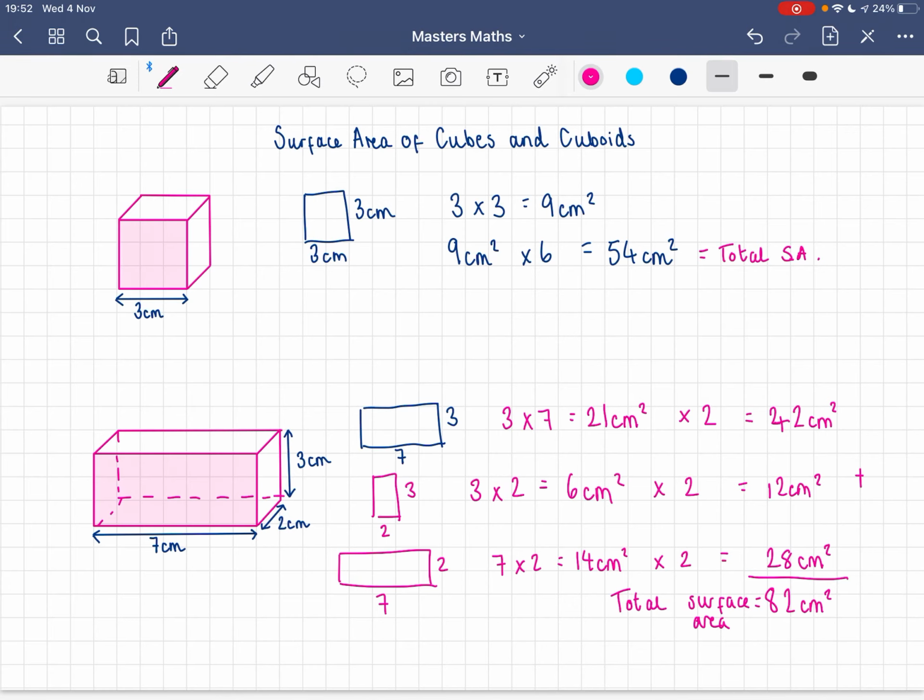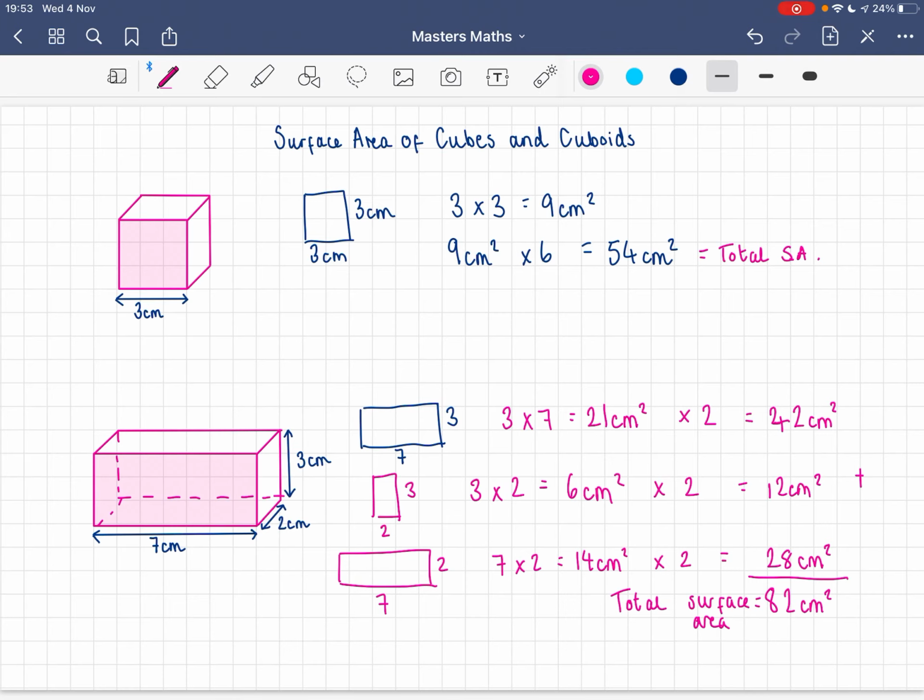Whereas a cuboid, you need to work through it a little bit logically. The sides will always pair up. So the front and the back will always be the same. The top and the bottom will always be the same. And the left and the right hand sides will always be the same size, meaning they'll always have the same area. So each time you find the area of a rectangle, you can always multiply it by 2 because there will always be another face within the cuboid that has the same area.